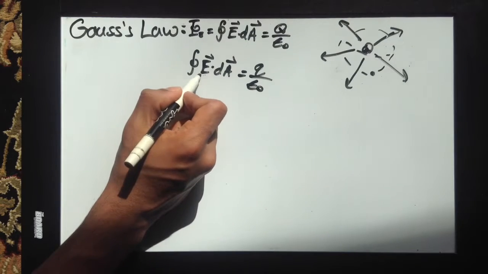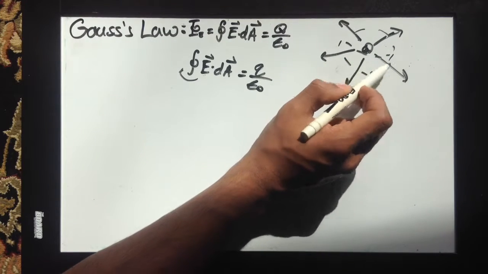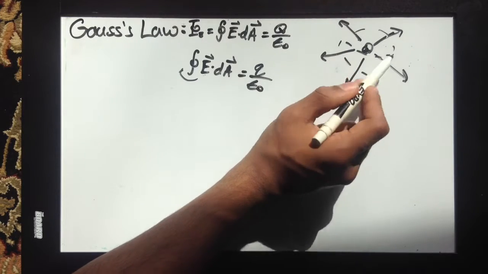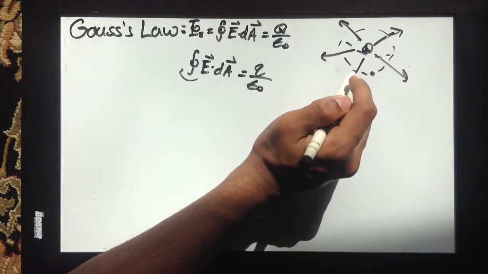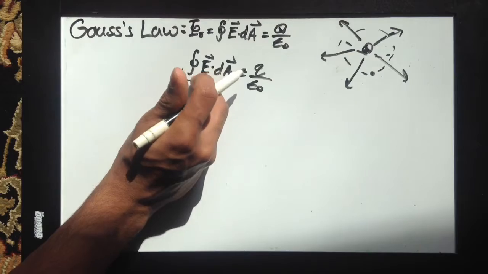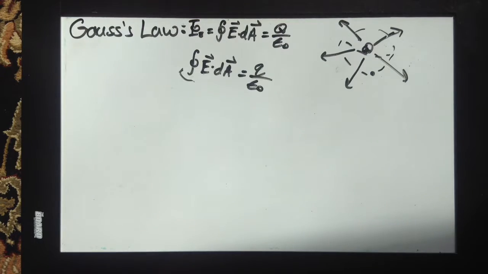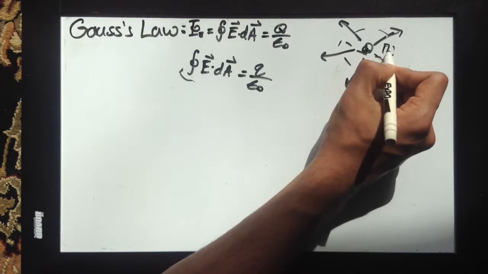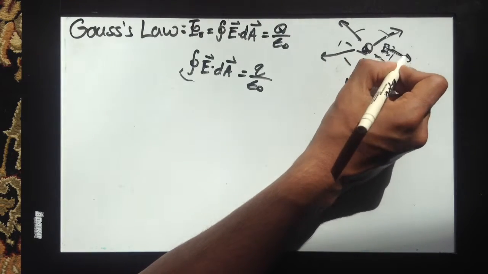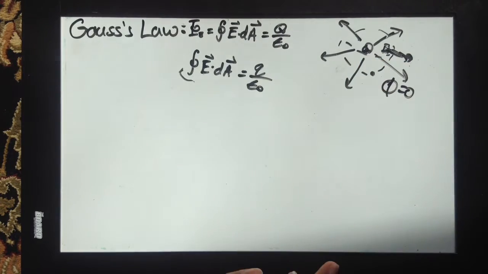Now, we can bring the E out as a constant, since each point on this Gaussian surface is equidistant from the charge. We know that the E field is the same at each point on this surface. And this dot means that you have to do E dot dA cosine phi, where phi is the angle between the two vectors. So say we had an area vector right here. Since the area vector is normal to the surface, and the E field at that point is also normal to the surface, phi is equal to 0, so cosine phi equals 1.